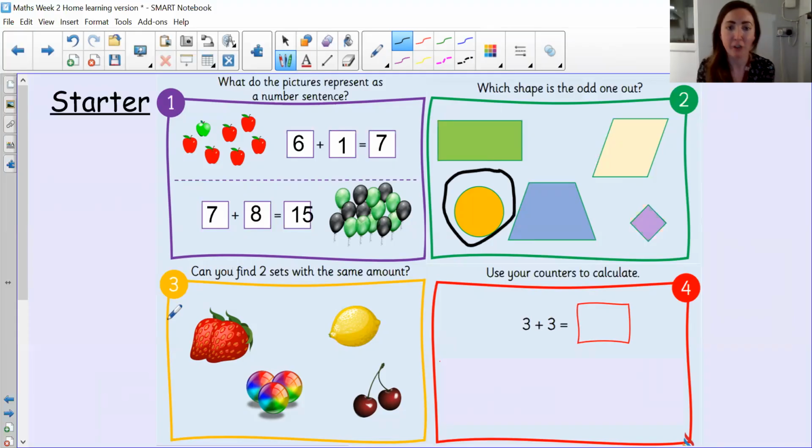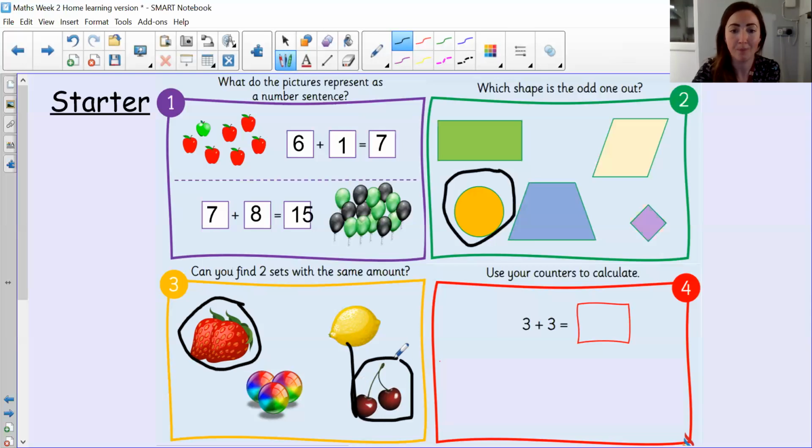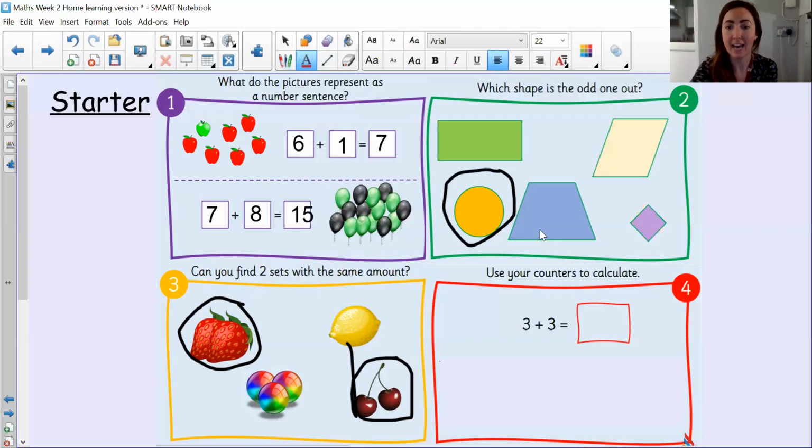Question number 3, can you find 2 sets with the same amount? Well done if you said the strawberries and the cherries, because they both have 2 strawberries and 2 cherries. And then finally, use your counters to calculate 3 add 3. 3 add 3 equals 6.